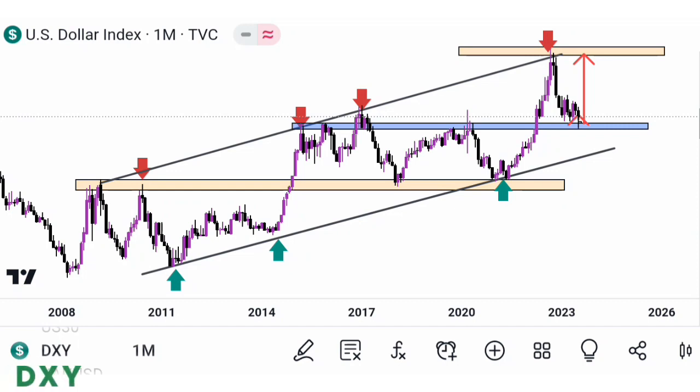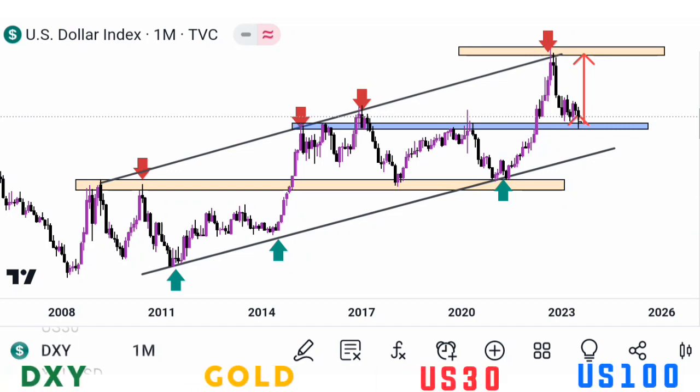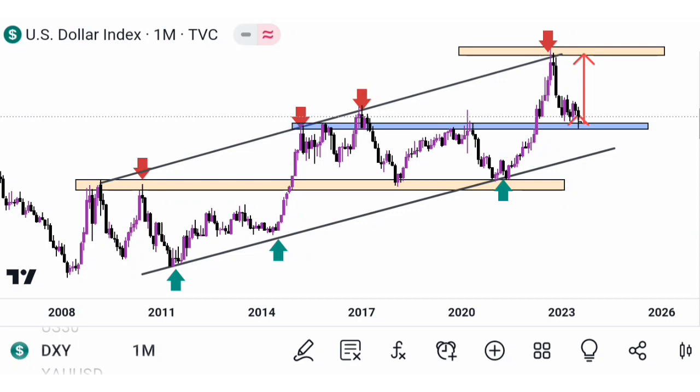Today, as always, I'll be doing for you guys the dollar index, gold, US30 and US100, and we're gonna start with the dollar index since it's the first on the watch list.